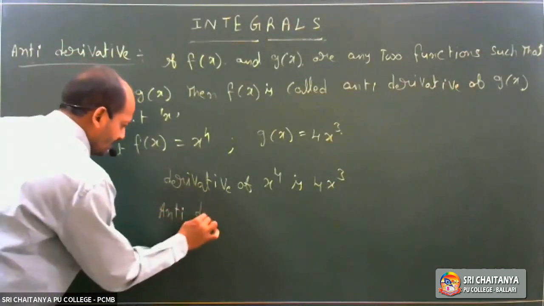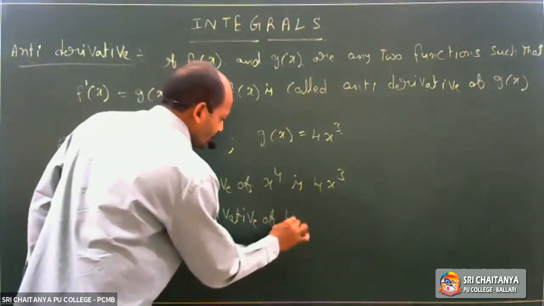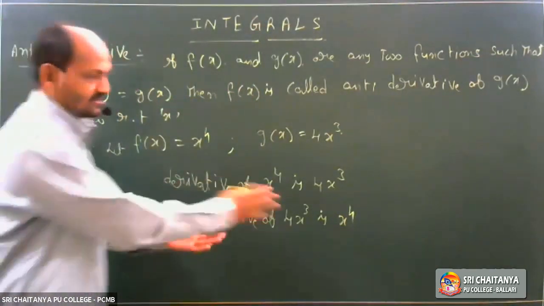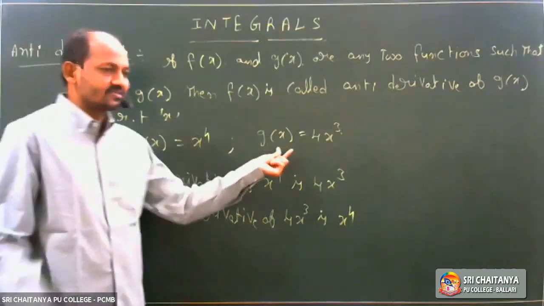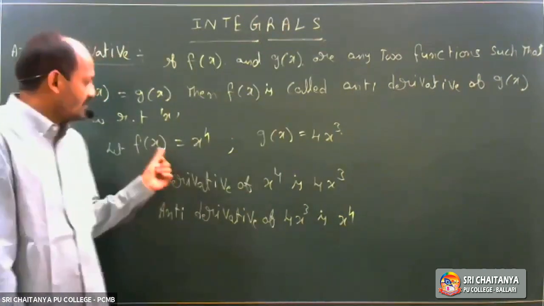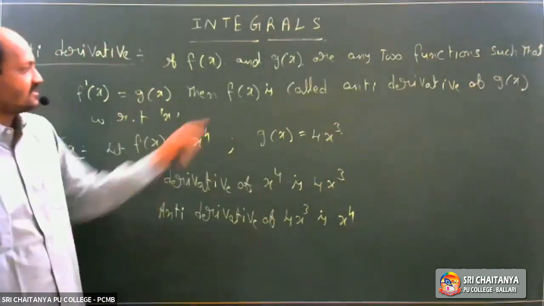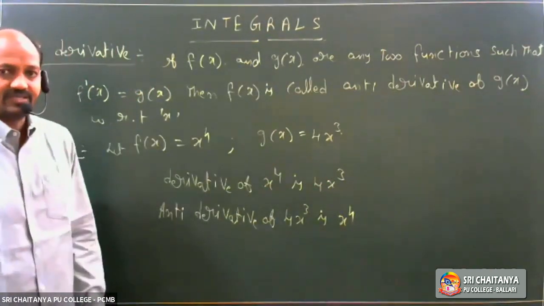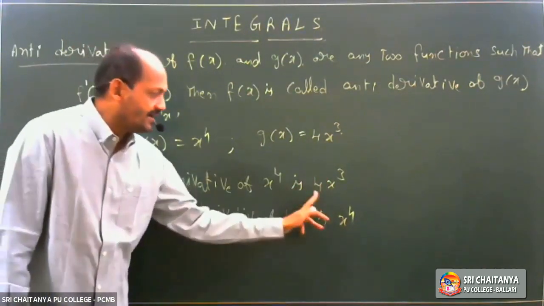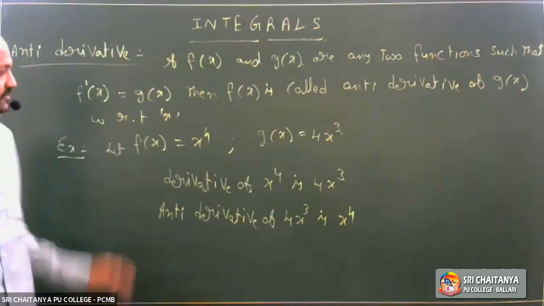The antiderivative of 4x cube is x power 4. Reverse. F of x and g of x are two functions such that f dash of x is equal to g of x. The derivative of x power 4 is 4x cube. Then f of x is called an antiderivative of g of x with respect to x. So the derivative of x power 4 is 4x cube, and the antiderivative of 4x cube is x power 4. Reverse process. First write this down.